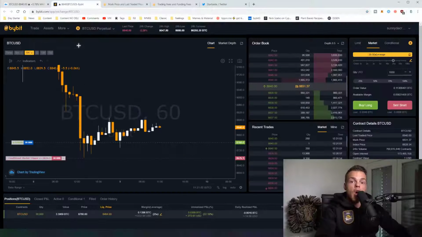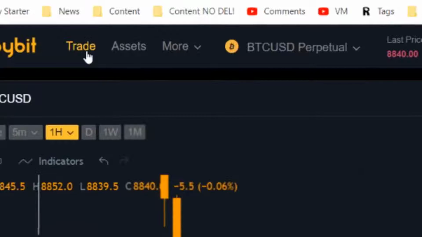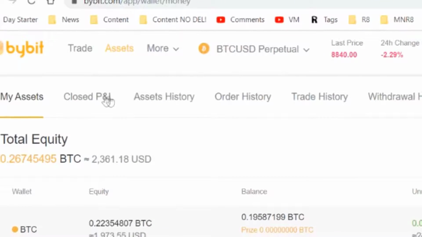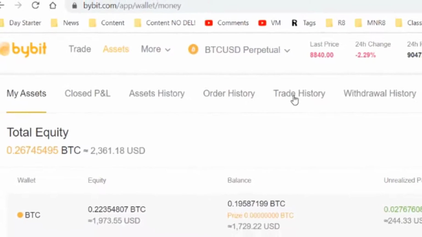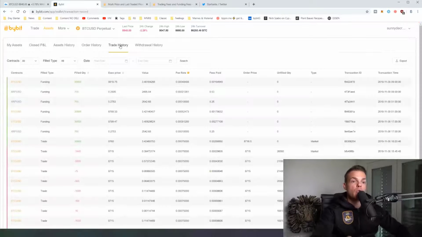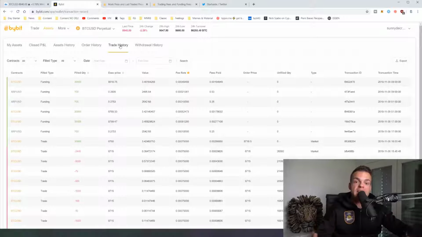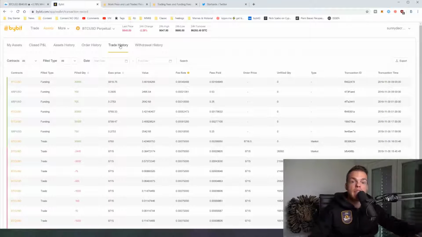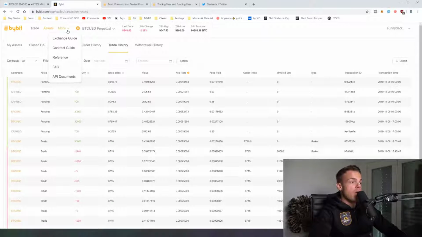But just to let you know, yes, there is a ticker which symbolizes the contract price of the perpetual swaps on Bybit. On the very top, we have the menu. We have trade. This is where you're mostly going to be. Then we have assets, close P&L, assets history, order history, trade history, and withdrawal history. Especially trade history for all those people who want to analyze how much they're paying for fees and funding. Make sure you check out trade history. Here you can see everything perfectly fine, and you can do your due diligence if you're not quite sure what you're actually paying for.